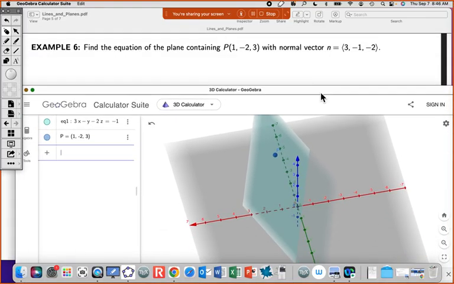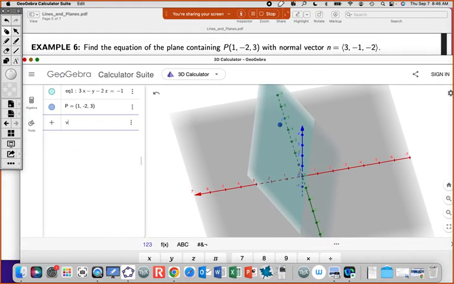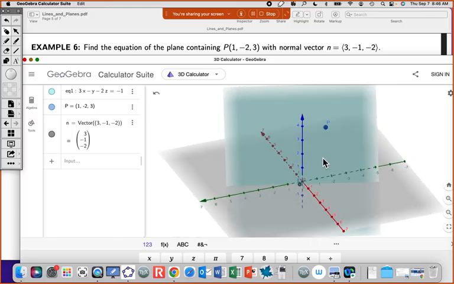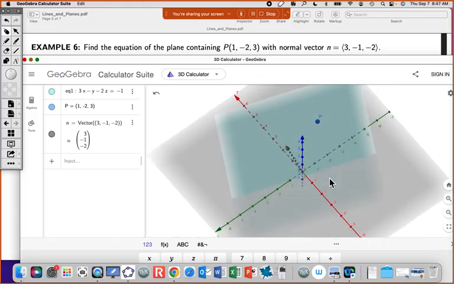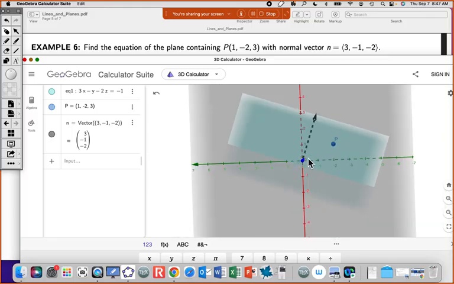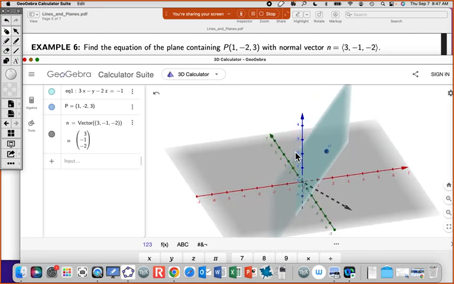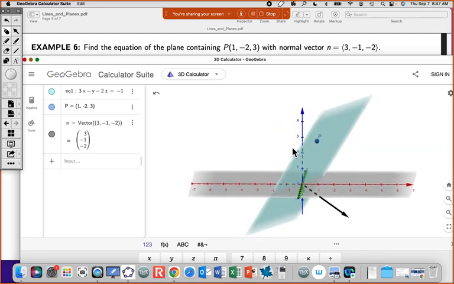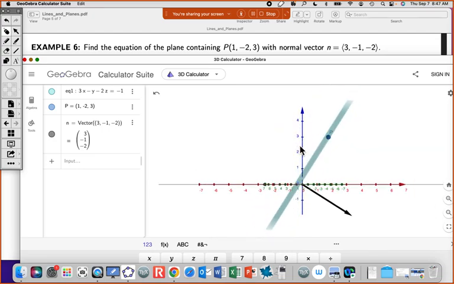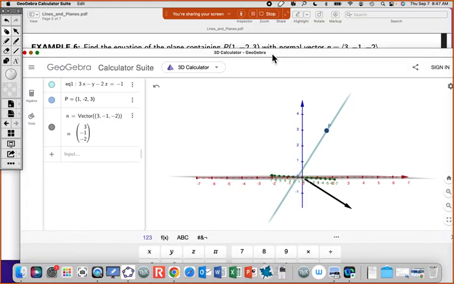And we'll look at the normal vector, we'll call it n. We'll put it in standard position, and then we'll translate it. 3, negative 1, negative 2. So that would be the normal vector. Actually, you can kind of see it's normal. There, it's at a 90 degree with the plane. We could actually move it over to P if we wanted to.